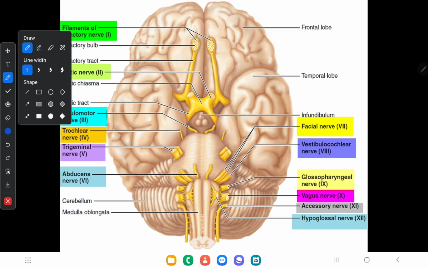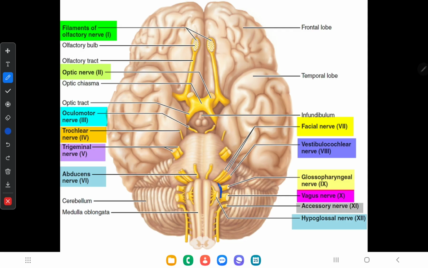Then the glossopharyngeal nerve leaves the medulla oblongata as 5 to 6 rootlets at the posterolateral sulcus. Here, posterolateral sulcus between olive and inferior cerebellar peduncle. These two are the pyramids in the medulla oblongata, and this is the olive, and posterior to this there are inferior cerebellar peduncles. So, the glossopharyngeal nerve emerges between olive and inferior cerebellar peduncle.